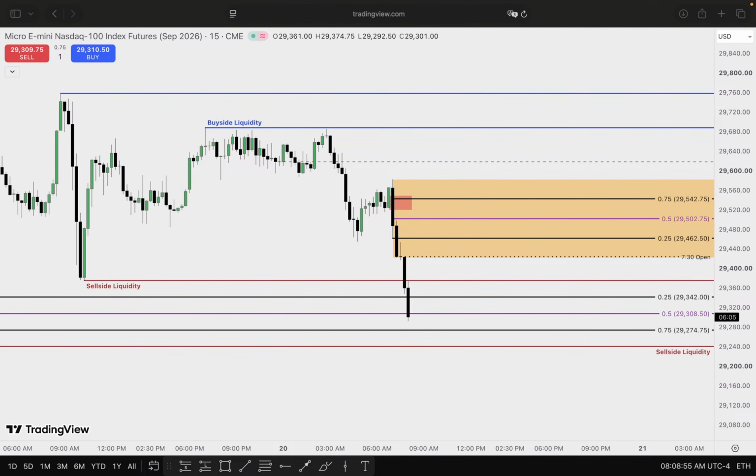So essentially 7:30 just opened up and we drew the swing all the way lower. So obviously 9:30 could give us the move we're looking for.